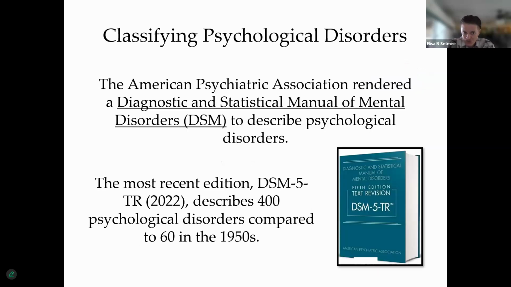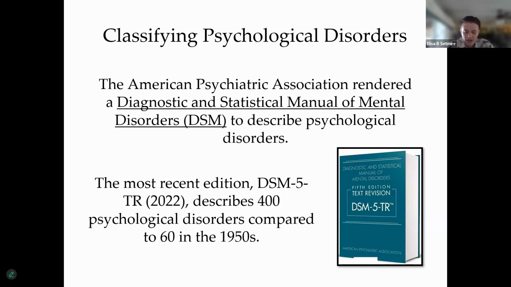How do we diagnose disorders, right? So when we're diagnosing disorders, we use a book called the DSM, the Diagnostic and Statistical Manual of Mental Disorders. And we're currently in the fifth version of it, text revision, which came out in 2022. And it describes about 400 plus psychological disorders. The first DSM that came out way back in the 1950s only had about 60. But every disorder that the APA recognizes is found in the DSM.